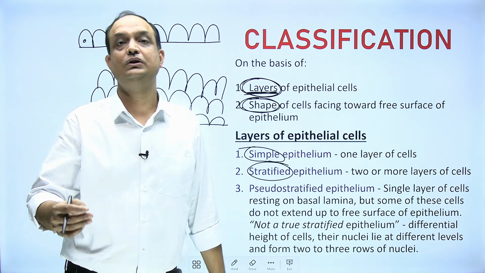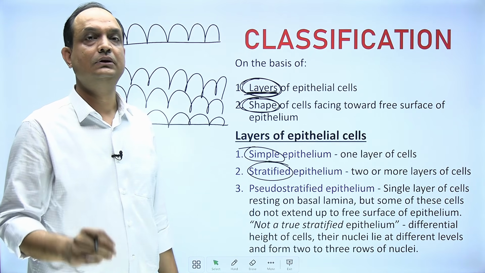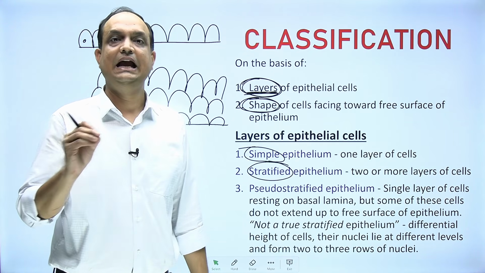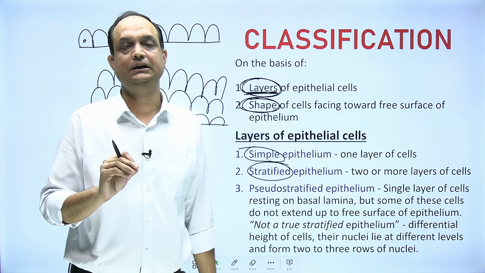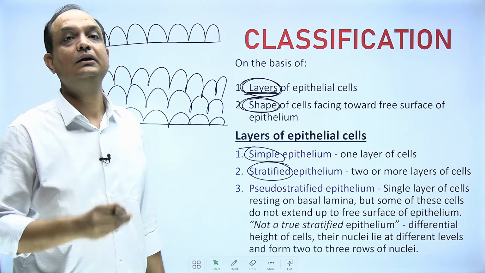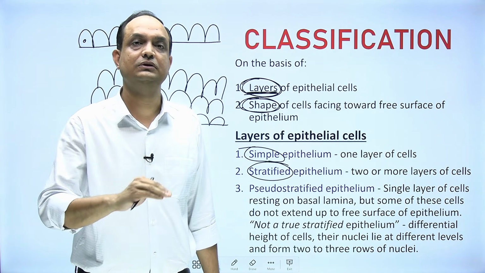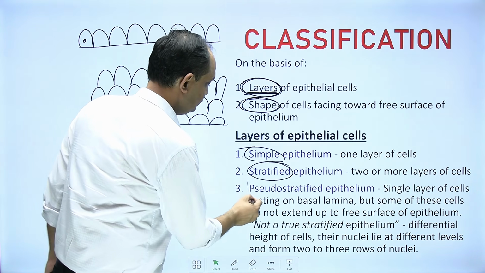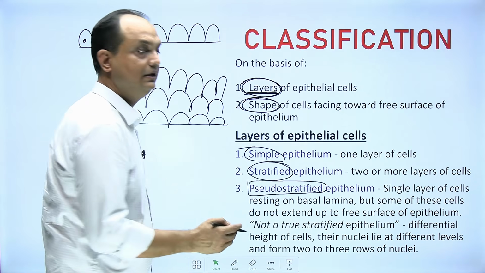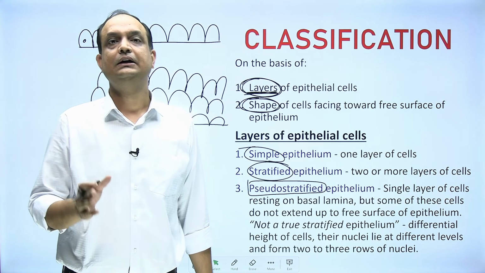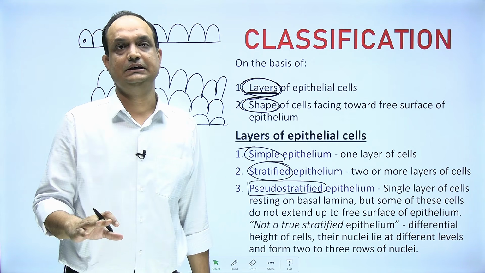Now there is one more special epithelium on the basis of layer, which is actually a type of simple epithelium, but it appears like a two-layer structure. That's why it is known as pseudostratified. So pseudostratified is not a true stratified epithelium, it is basically a simple epithelium.